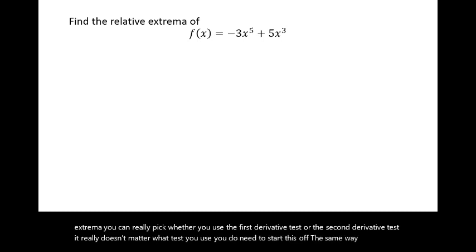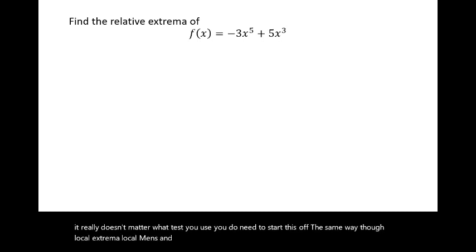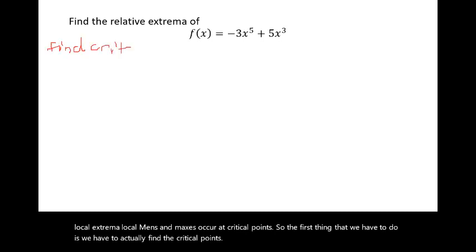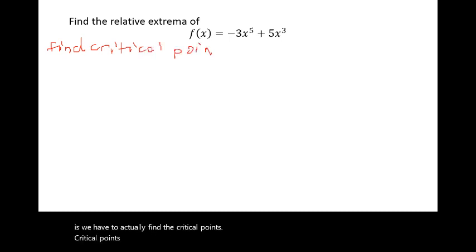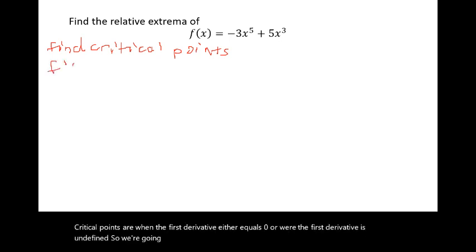Local extrema, local mins and maxes, occur at critical points. So the first thing that we have to do is find the critical points. Critical points are when the first derivative either equals 0 or where the first derivative is undefined. So we're going to find the first derivative.